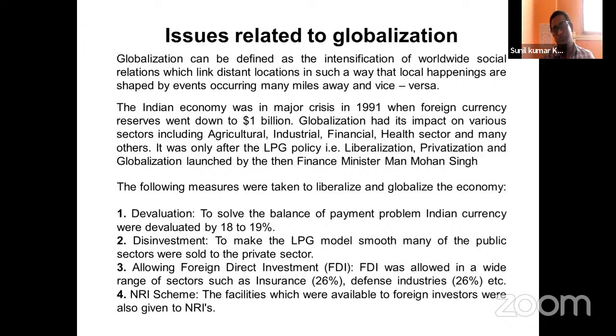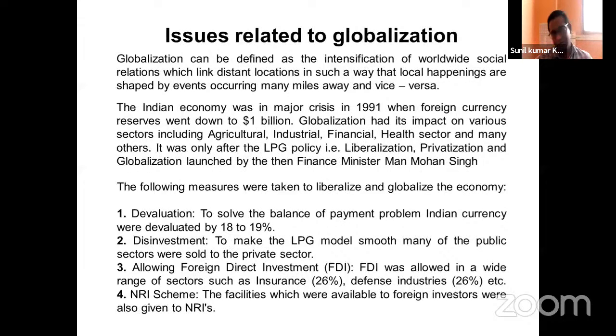There are some issues related to globalization itself. That globalization, you can say, the LPG era, we can say, one of our Prime Ministers of India, Sri Manmohan Singh Ji, introduced LPG policies in India, where all these private players can play their role, and investment can be increased through FDI and other sectors also.